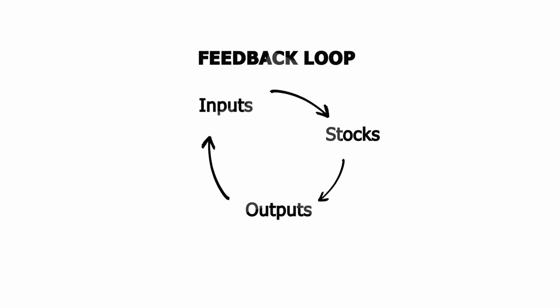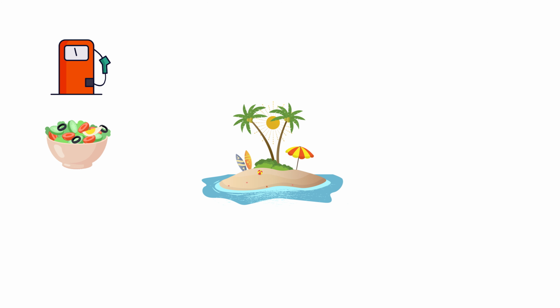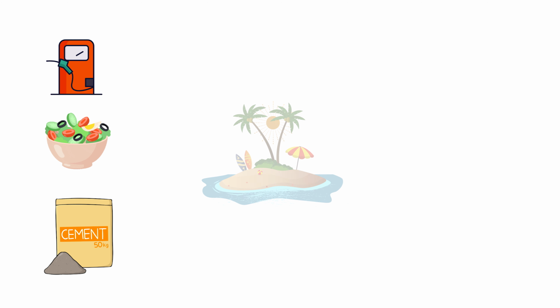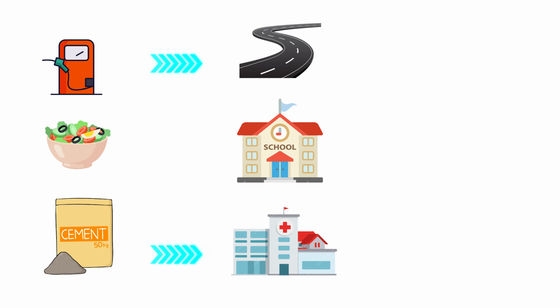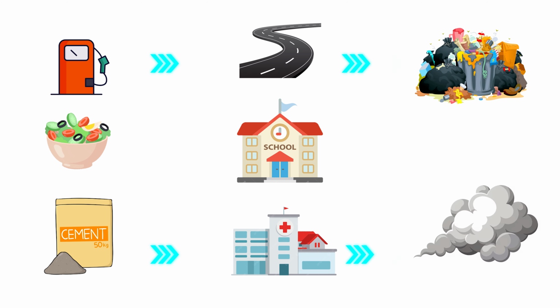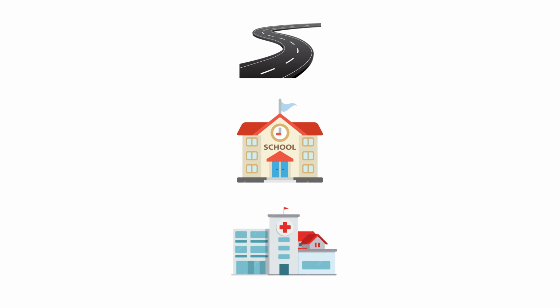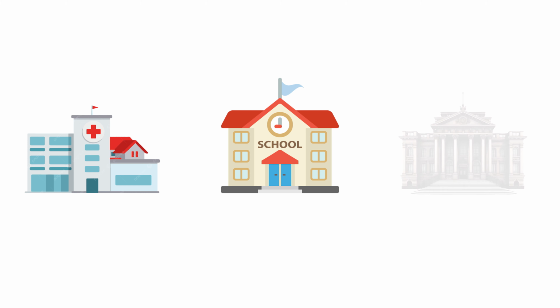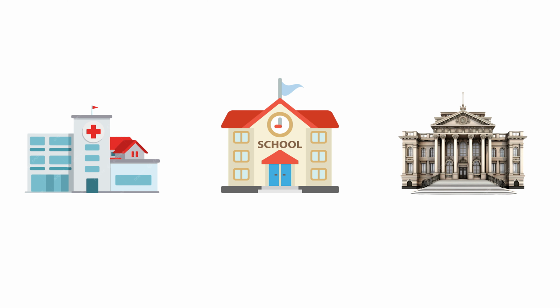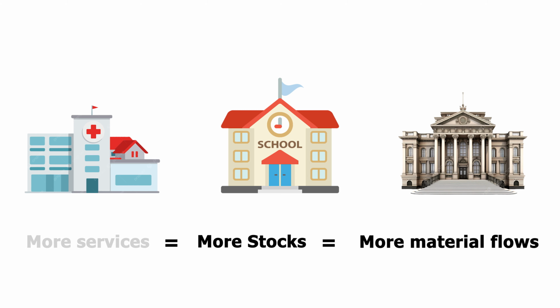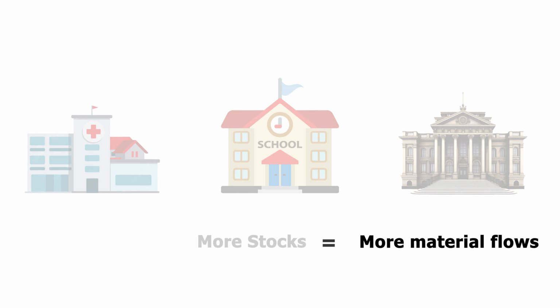Now imagine an island is like a giant chicken. It brings in food, fuel, and building materials like cement, inputs, builds roads and buildings, and creates trash or pollution, outputs. These stocks form the backbone of societal infrastructure, delivering essential services such as healthcare through hospitals, education via schools, justice through legal courts, and more, ensuring the well-being and functioning of communities. So, if you want more services, you need to build more stocks. And for that, you need even more flows to supply the necessary resources to build those stocks.